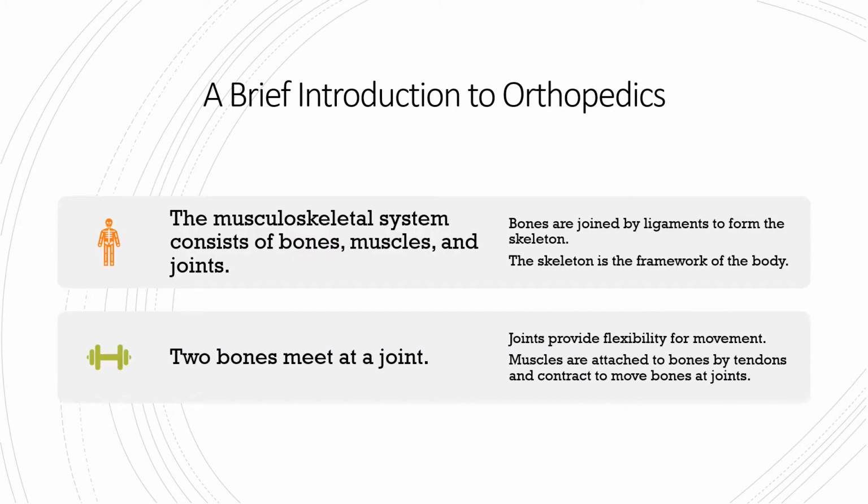The musculoskeletal system is composed of bones, muscles, and joints. Bones are joined by ligaments to form the skeleton, and the skeleton is the framework of the body. Two bones are going to meet at a joint. Joints provide flexibility so that we can have movement. Muscles are attached to bone by what are called tendons, and these contract to move bones at the joints.